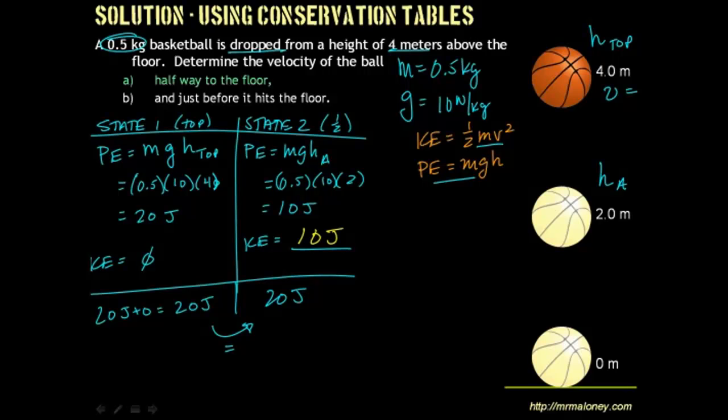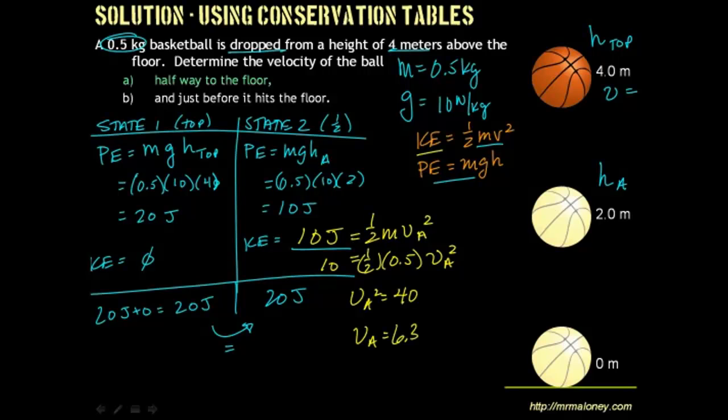The last step is to find the velocity of the object. We can do that by using the definition of kinetic energy. We can set the kinetic energy at state 2 equal to 1/2 m, the velocity at state 2 squared. Plug in some numbers. We have 1/2 times another 1/2 times velocity at A squared equals 10. Do a little bit of math. We have the velocity at A squared equals 40, and the velocity at A is approximately 6.3 meters per second.